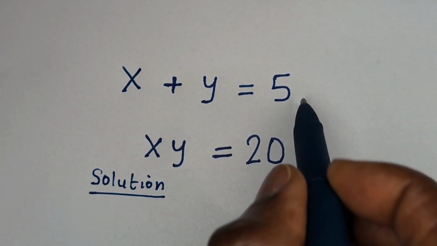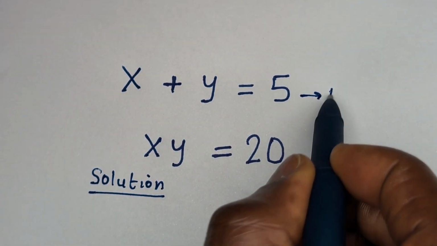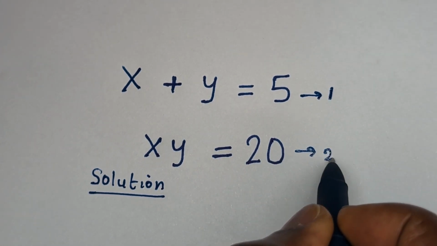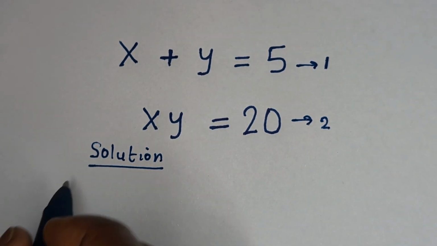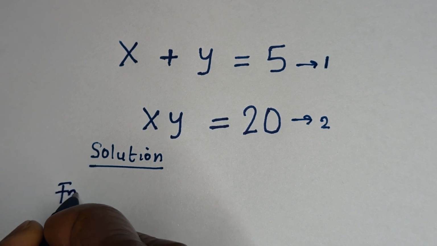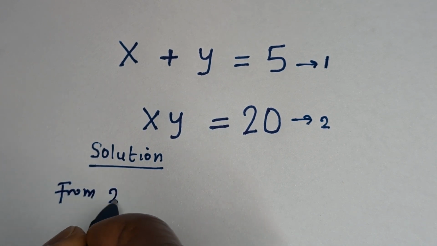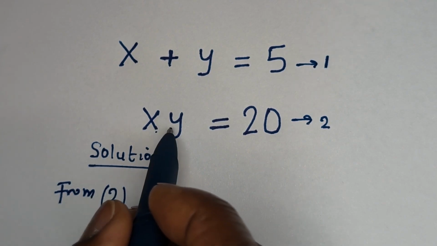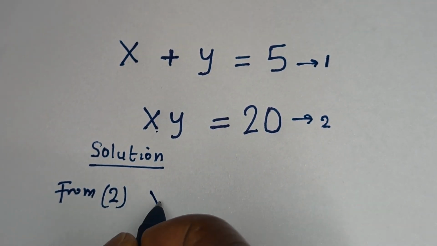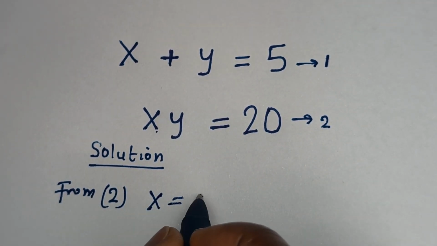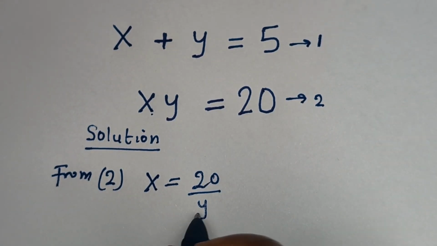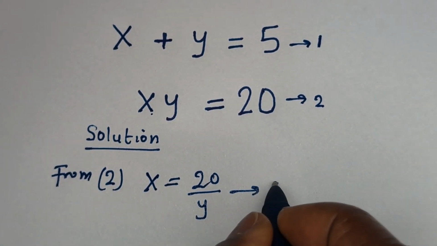x plus y is equal to 5. Let us call this equation 1. xy is equal to 20. Let us call this equation 2. Then from equation 2, let us make x the subject of the formula. x is equal to 20 over y. Let us call this equation 3.